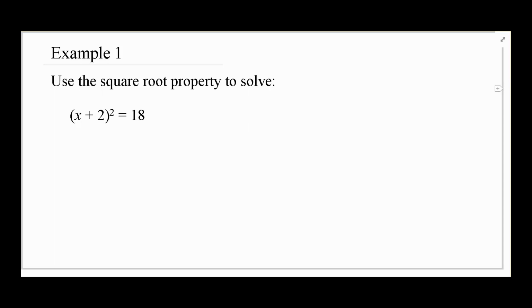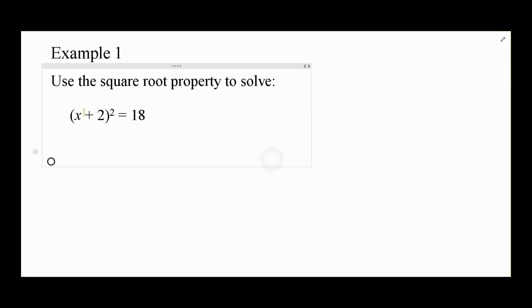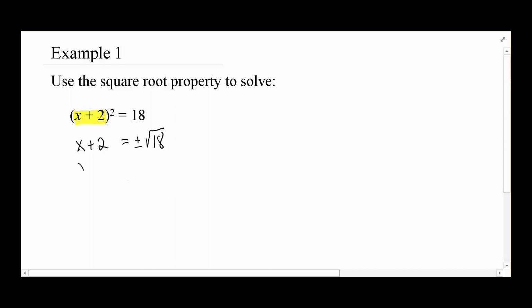Do we have perfect square on one side, real number on the other? Yes. We have an expression that's squared on this left side. X plus 2 is being squared, so the requirements are met. So to use the square root property says, let's take the square root of the left side. When I take the square root, it just undoes the square and leaves me with x plus 2. On the right side, I take the positive and negative square root. At which point I can simplify this because 18 is 9 times 2, making this 3 root 2.